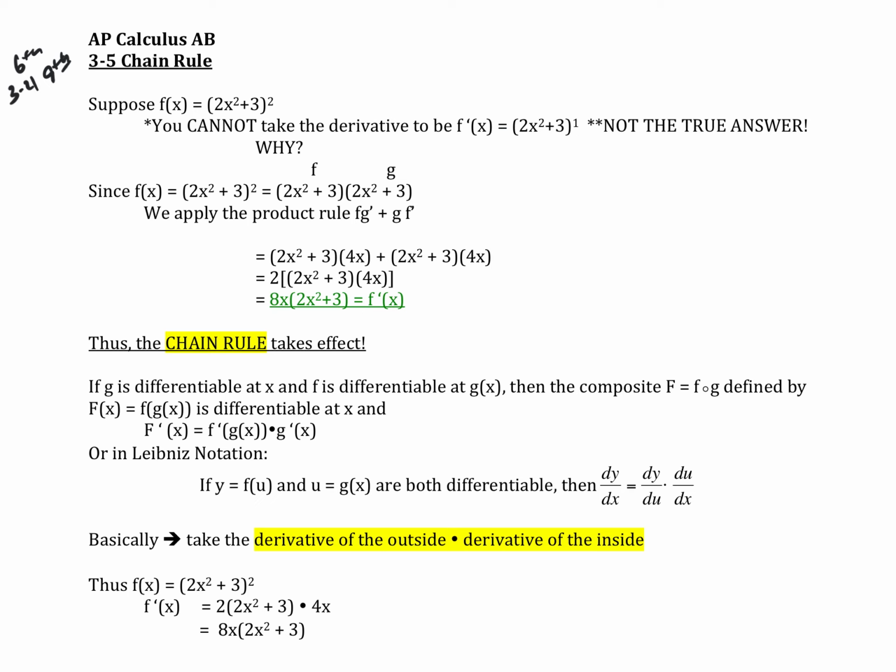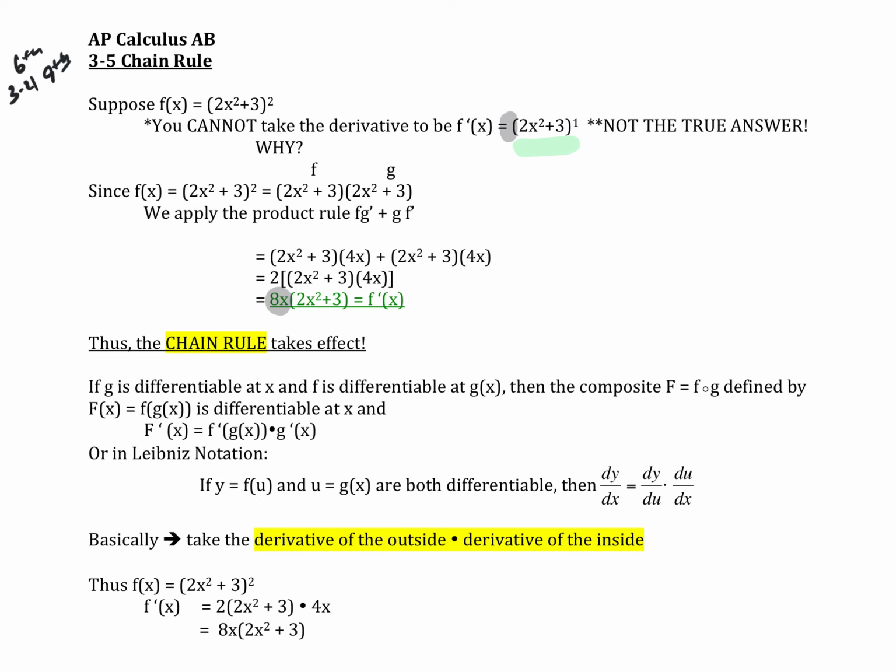Let's take a look. Over here, I had this 8x that came up in my answer, and over here I had nothing. So that's why you cannot just do it in this method and come up with that answer. There's something more involved in this, and it's called the chain rule.